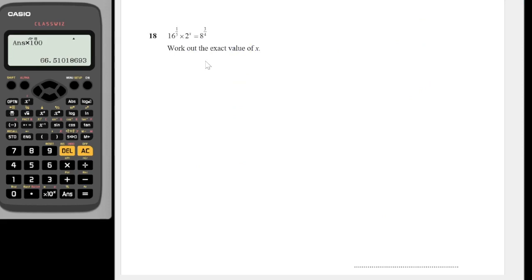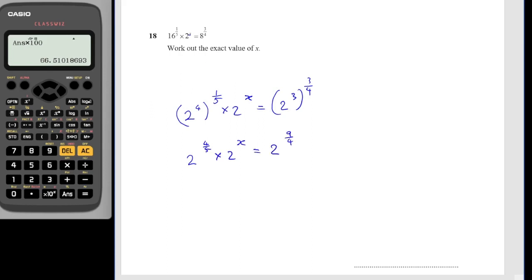Okay, question 18. So we're looking at work out the exact value of x. So I want to convert all of these to powers of 2 really. So 16 is 2 to the power 4, to the power 1/5, times by 2 to the power x is equal to 8, which is 2 to the power 3, to the power 3 over 4. Right, so that's going to give me 2 to the power 4/5 times by 2 to the x, and that's going to be equal to 2 to the 9 over 4.